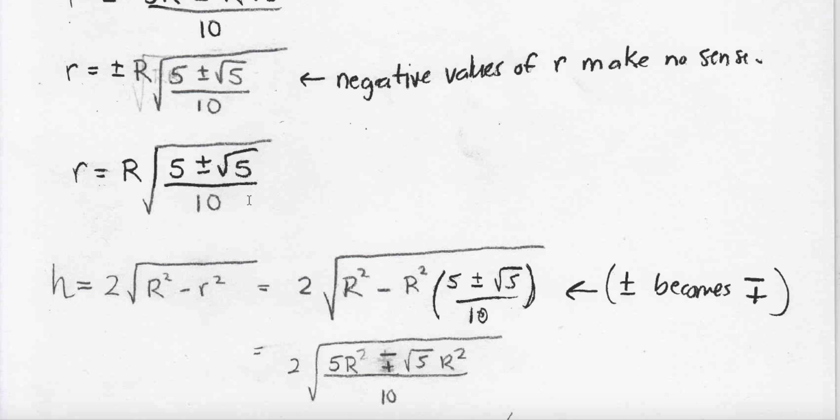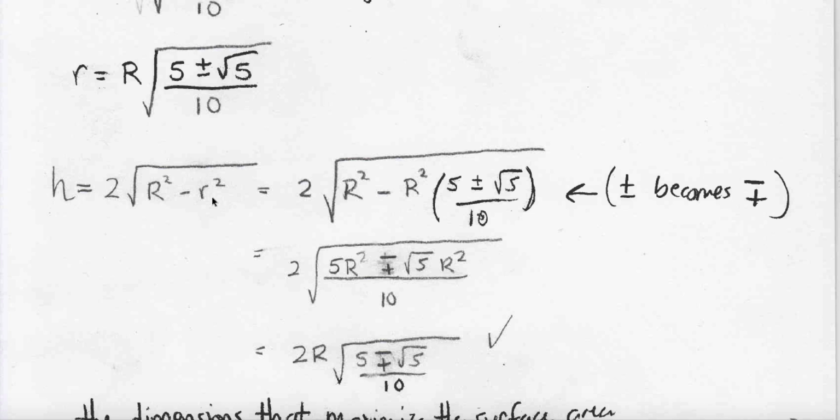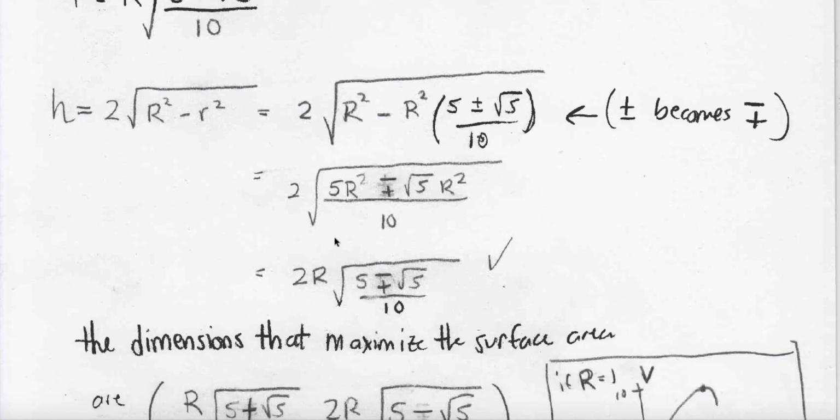Substitute this back in to the height formula. Distribute and simplify. Now this is a negative cap R squared, and so when I distribute, the plus minus becomes a minus plus. That is important. That does matter. And so I end up with, finally, after simplification, the height is 2 cap R times the square root of 5 minus plus the square root of 5 over 10.